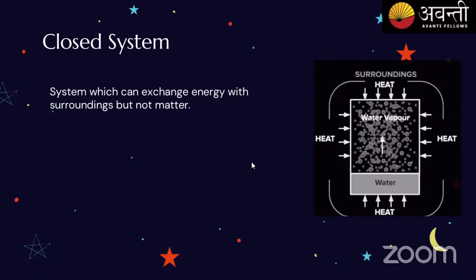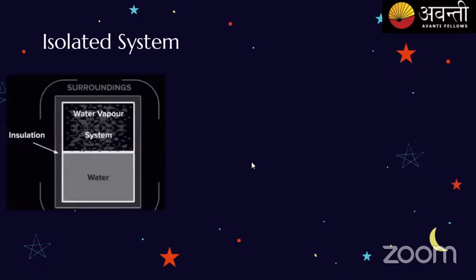Now, we'll be seeing the third type of system, that is isolated system. First is the open type of system, where matter will be exchanged as well as energy. The second is the closed system, where only energy is exchanged but not matter. The third one is the isolated system. We can make out the difference here.